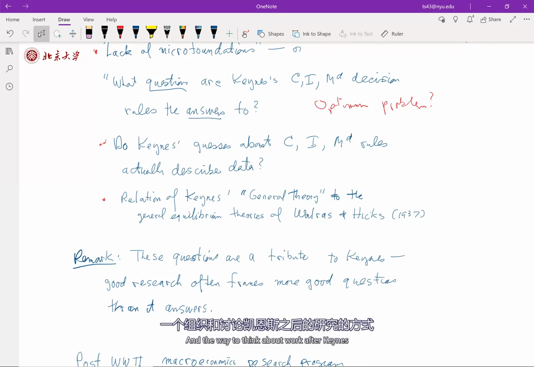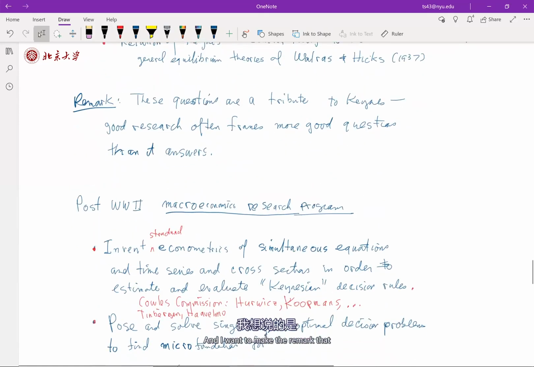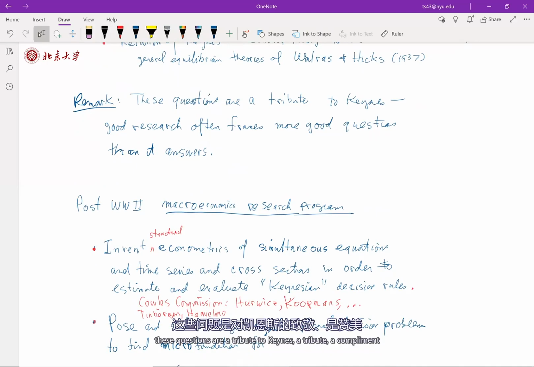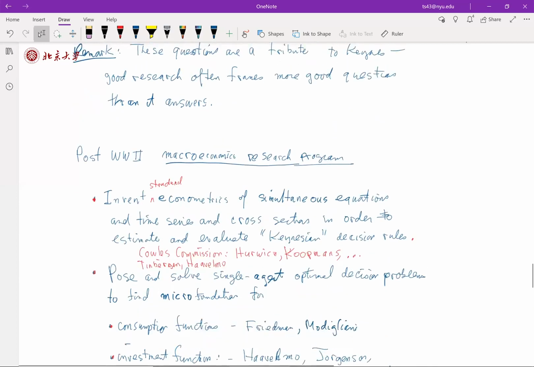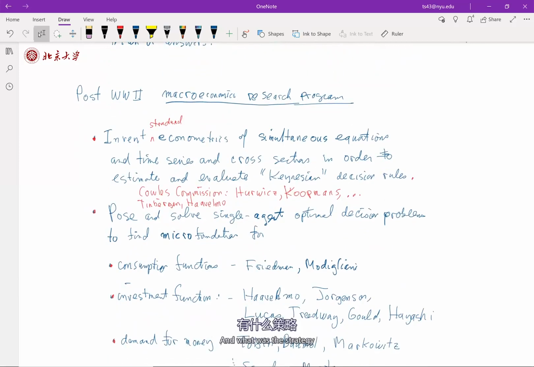And the way to organize the discussion of work after Keynes is to say, well, they were tackling these questions. And I want to make the remark that these questions are a tribute to Keynes, a compliment. A principle to take away is that good research often frames more good questions than it answers. And Keynes's work did that. So after the war, post-World War II, macroeconomics, what was the research program? What were the questions that were asked, and what was the strategy? That's what I'm going to try to convey right now.